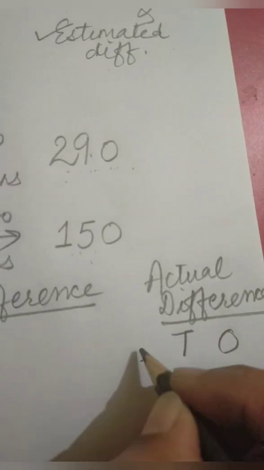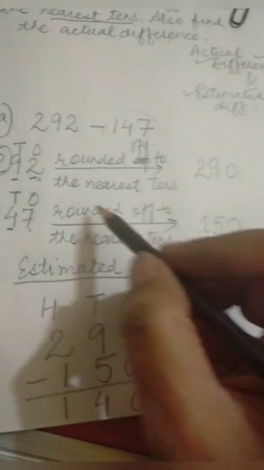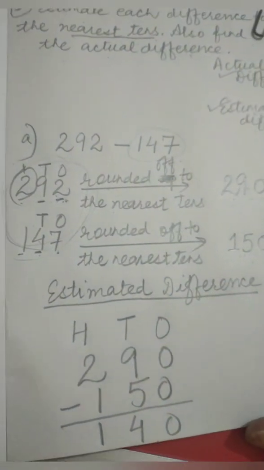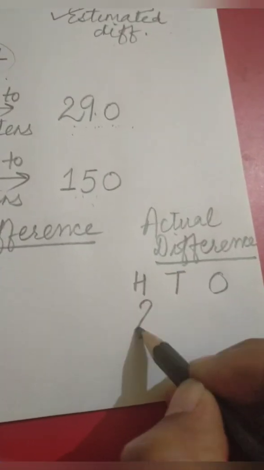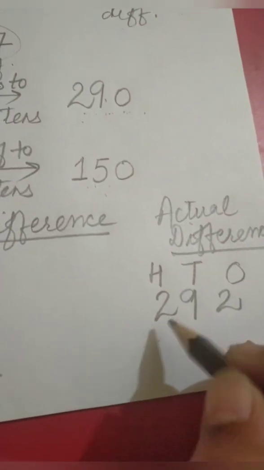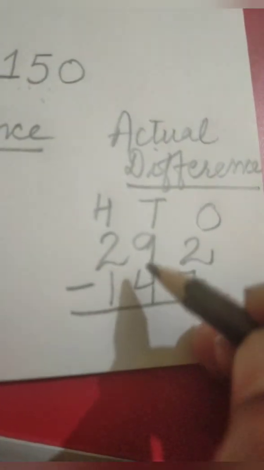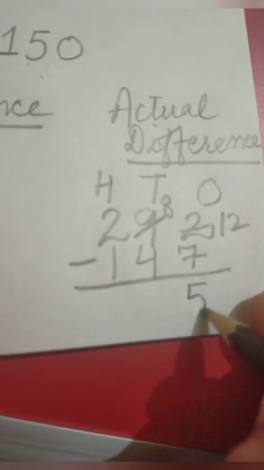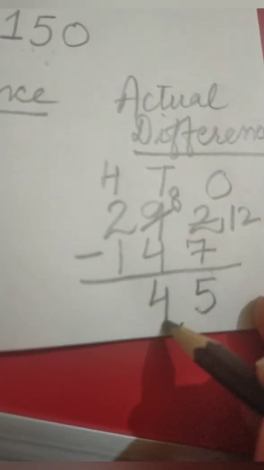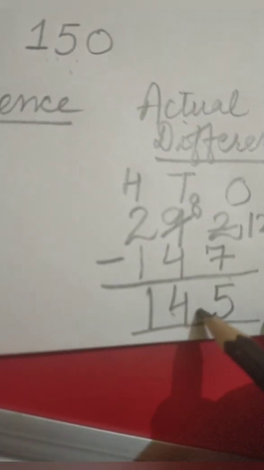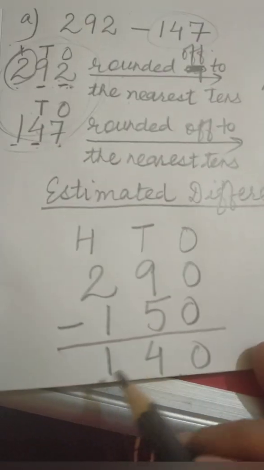Yes, and the actual difference. Actual difference means with the actual statement, whatever statement is given to us in the question, that is 292 minus 147. Here 2 minus 7 is not possible, so we will take one borrow and it will become 12. 12 minus 7, 5. 8 minus 4, 4, and here 1. So here we got 145. Yes, and here is 140.